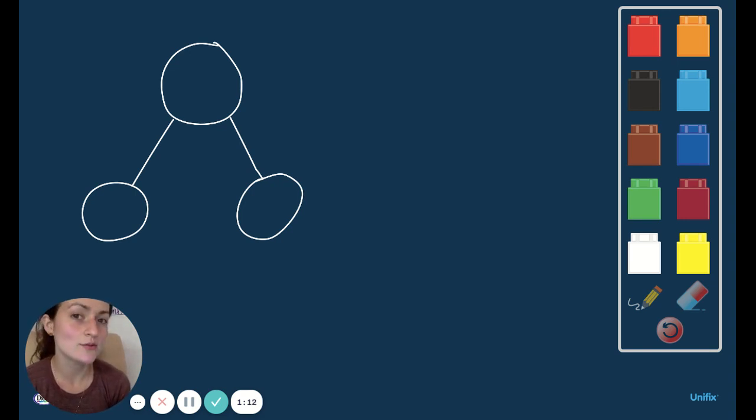What do you think I should use to represent the ants? Well, if I know anything about ants, it's that they're usually, hopefully, black, because red ants sometimes bite. So I'm going to represent the ants using these Unifix cubes right here. 1, 2, 3, 4, 5, 6, 7, 8, 9, 10.